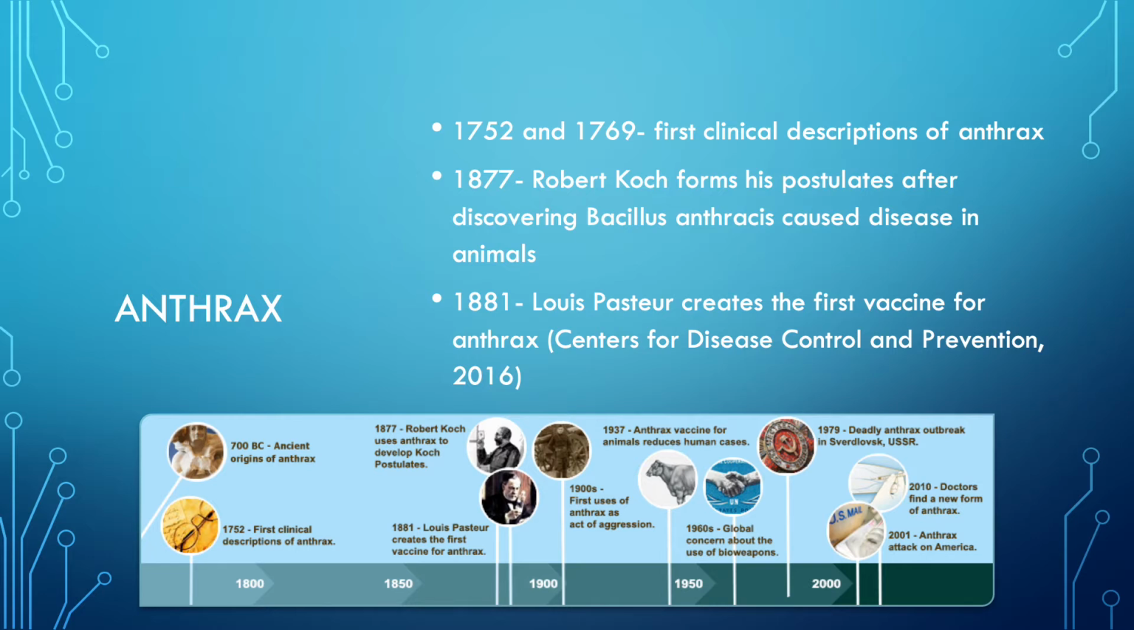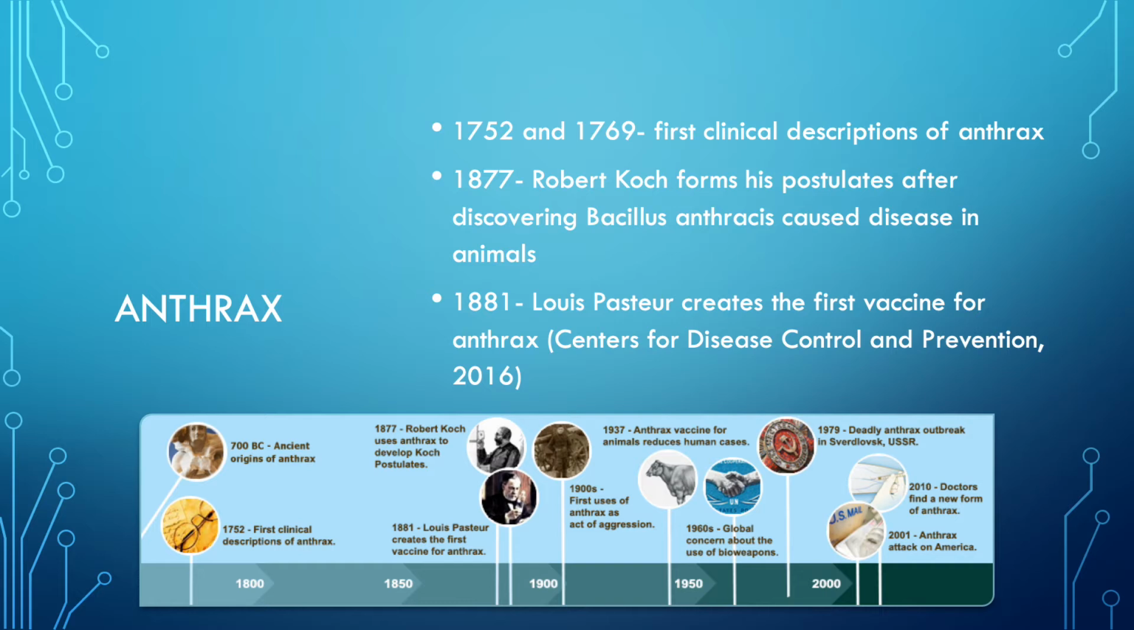The origins of anthrax are estimated to go back as far as 700 BC in Egypt and Mesopotamia. Rome and Greece are also thought to have experienced the disease, and some consider anthrax to have played a part in Rome's downfall. The first clinical descriptions of cutaneous anthrax were given by Maret in 1752 and Fournier in 1769.